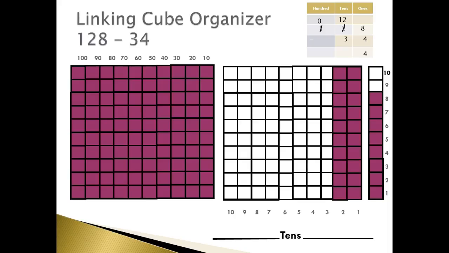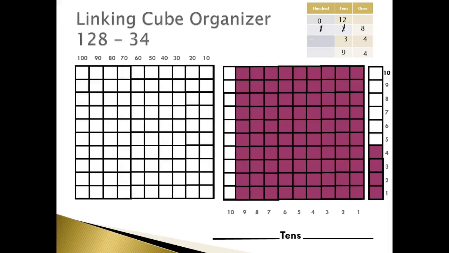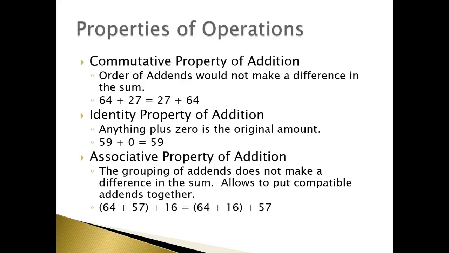Regrouping with subtraction works basically the same way, only in reverse. We have 128, and we subtract 34 from it. Notice that when we do that, we're going to have to take that 100 and break it apart to find our difference. Now, properties of operations that we need to cover are the commutative property of addition, the identity property of addition, and the associative property of addition.